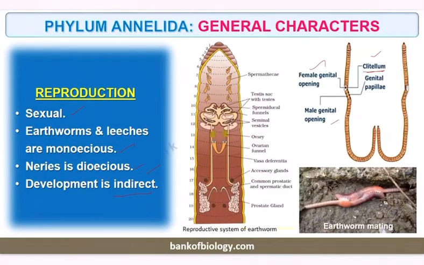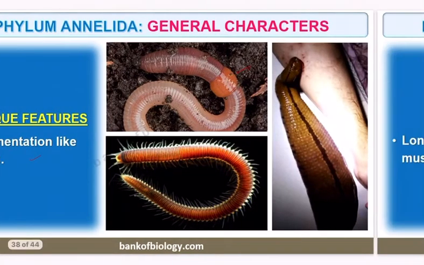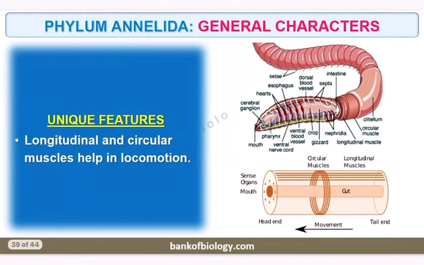So in both earthworms and leeches, there is presence of a structure called clitellum, a brownish structure, and this structure bears both female genital opening as well as male genital opening. That's why we are considering this under hermaphrodites. And what are the unique features, special features of phylum Annelida?